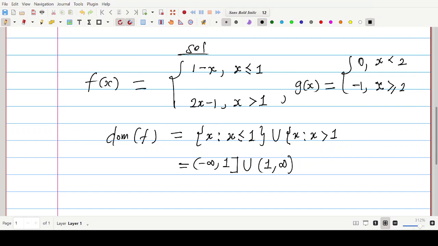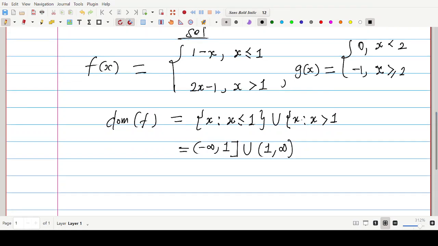All right, so let us look for the domain of g first. Let's look for the domain of g before we do the breakup. Now, domain of g is equal to, in this case, we can say the set of all x such that x is less than 2, union the set of all x such that x is bigger than or equal to 2.